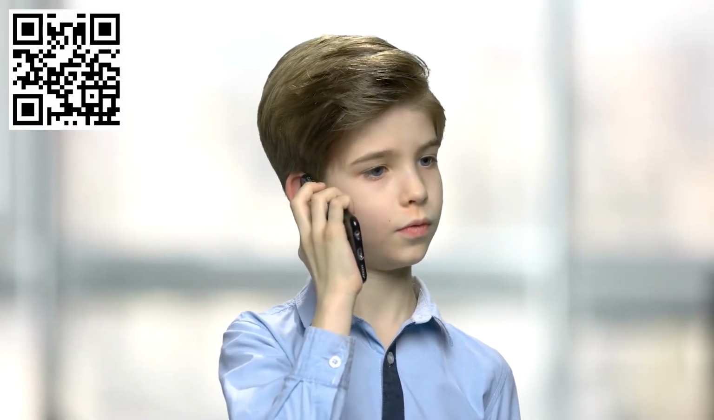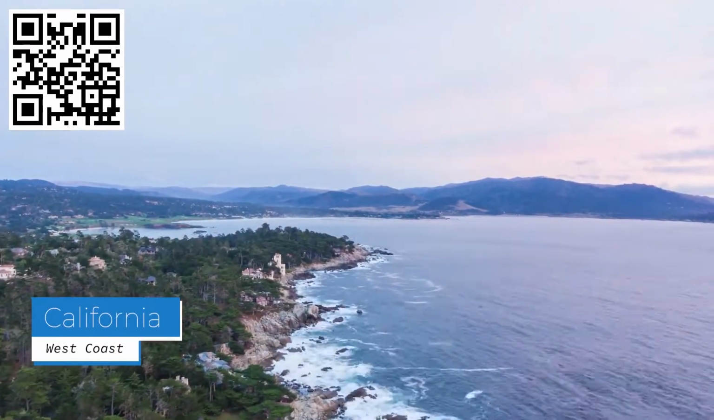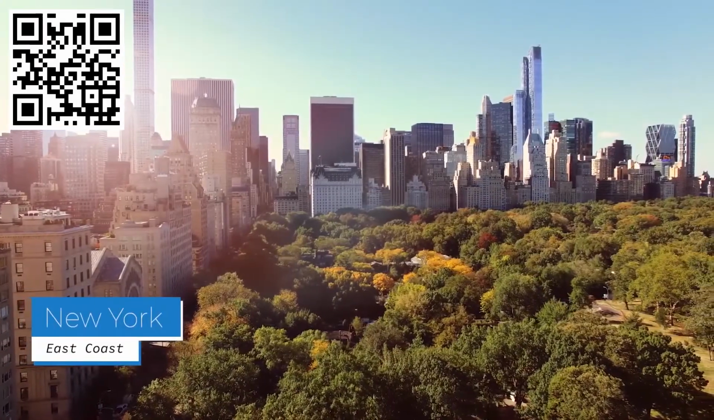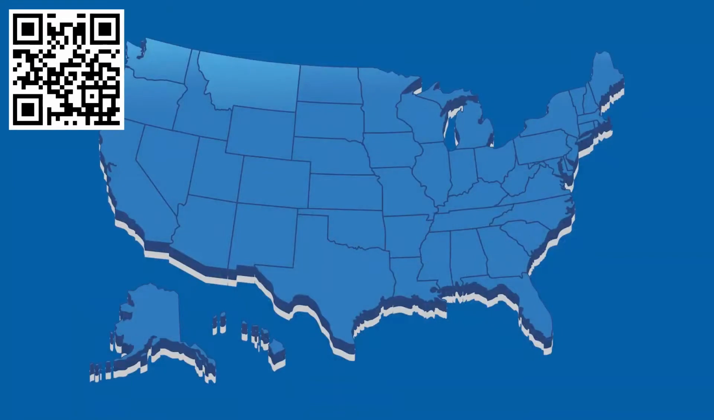Sometimes people use the cardinal directions to describe an area where they live. If you live in California, you might have heard that you live on the West Coast. If you live in New York, you might have heard that you live on the East Coast. That's because both of those places are near two different oceans or coasts.